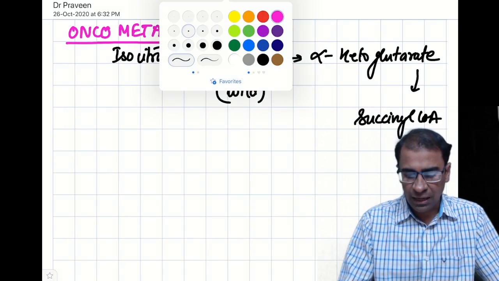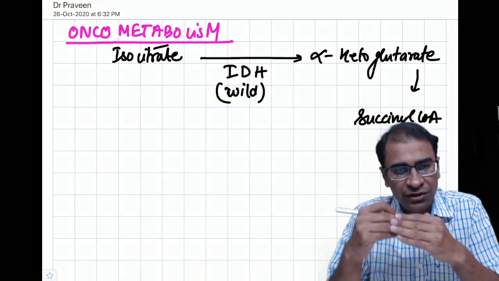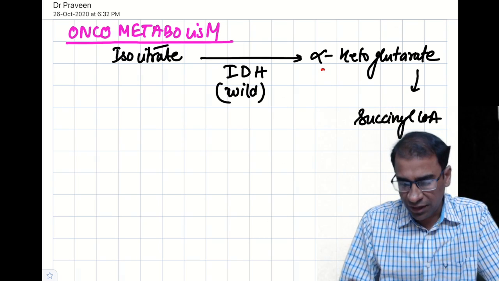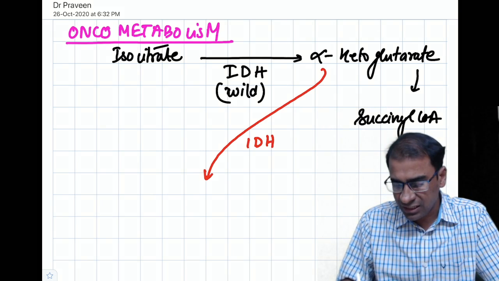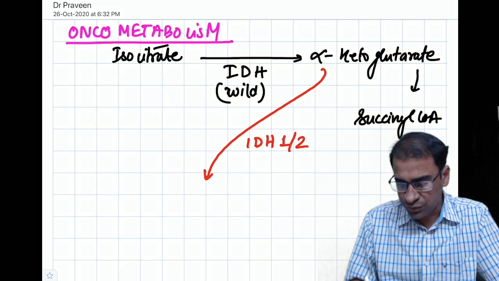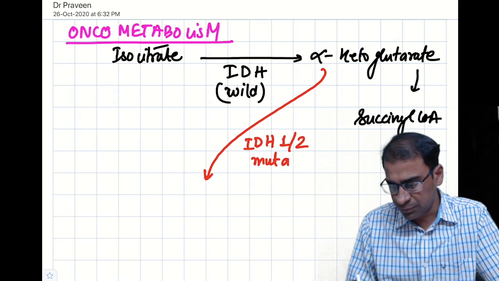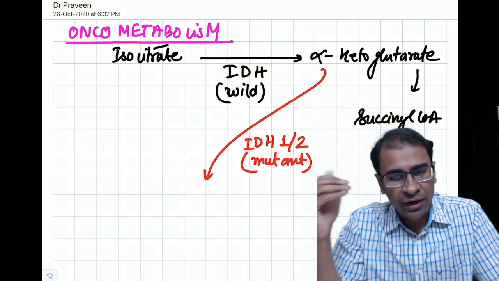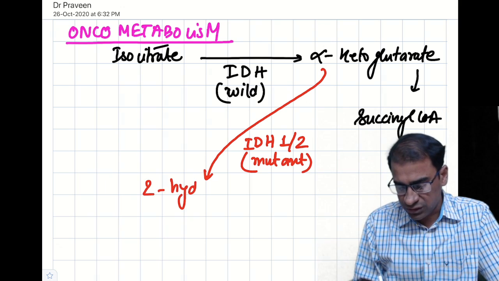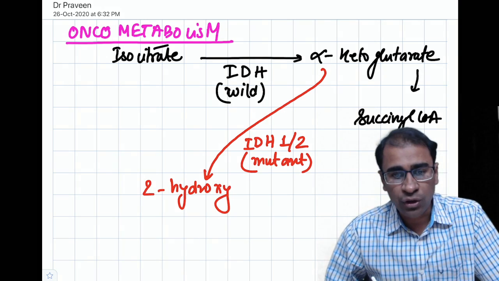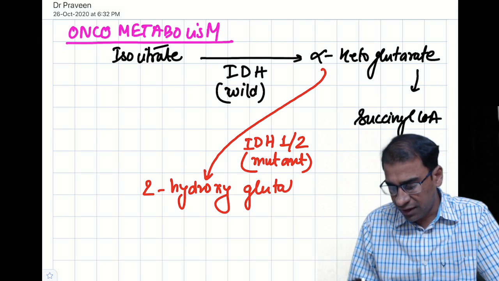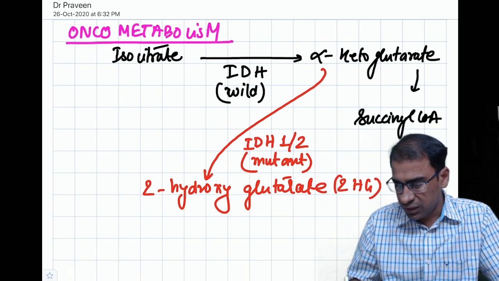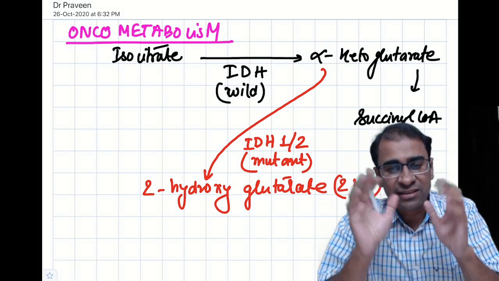Well, what happens sometimes is that this isocitrate dehydrogenase has a mutation. So the alpha ketoglutarate, upon action by IDH1 or IDH2, which we can say is a mutant form of IDH, is converted to something called 2-hydroxyglutarate, which is referred to as 2-HG. This becomes an oncometabolite. I'll tell you why and how.